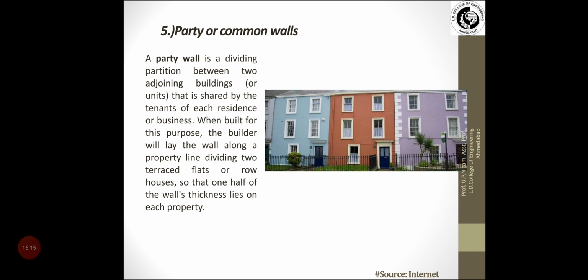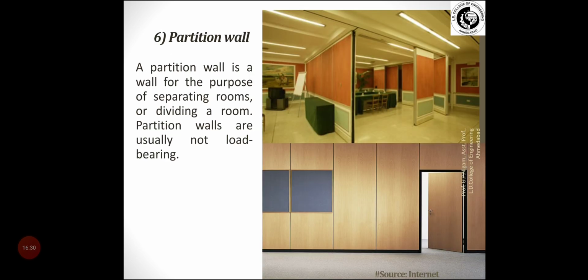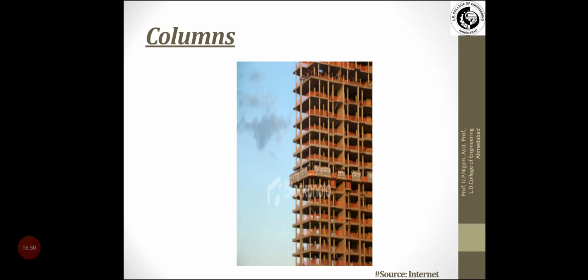Now the party or common wall. A party wall is a dividing partition between two adjoining buildings. So two buildings are there and we are going for the partition. So it is a common wall, a single wall, the party wall. Now the partition wall is another type, a wall for the purpose of separating rooms. Partition walls are of course non-load bearing walls, and the only purpose is to provide separation between the rooms. Many a time you have often come across partition walls as well.